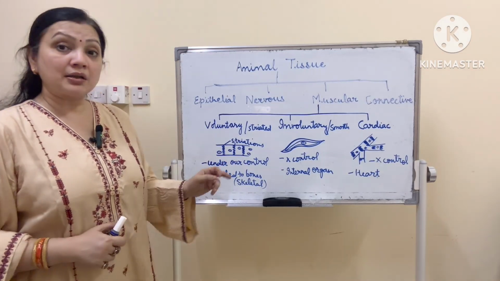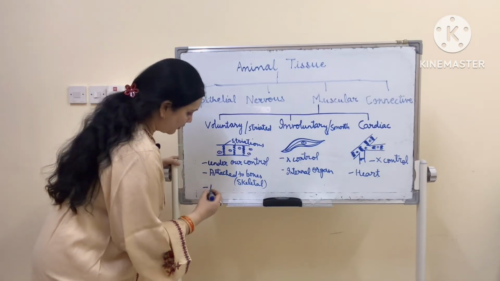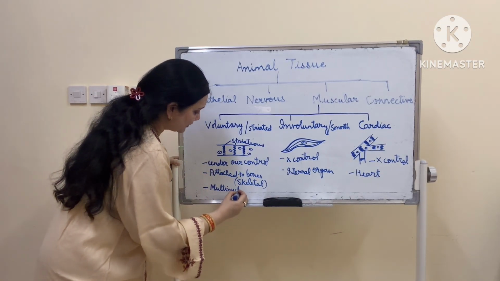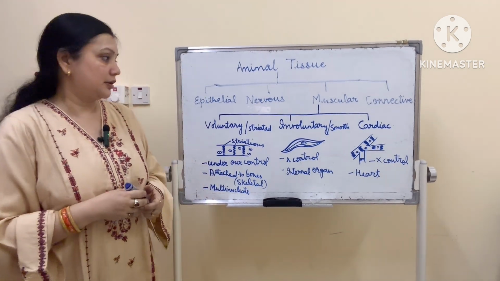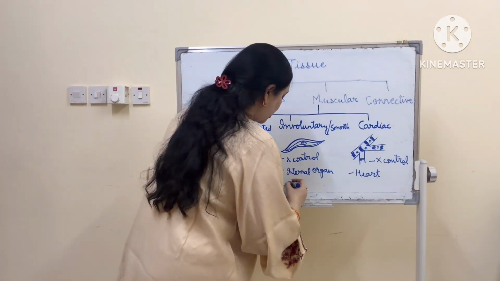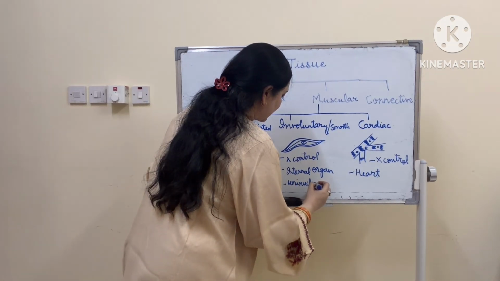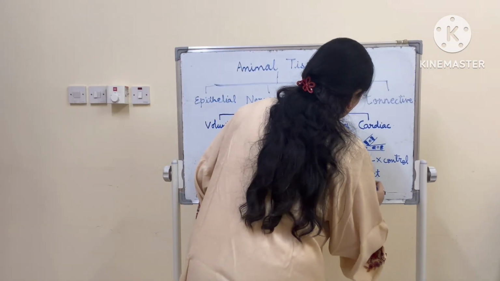Then we come to the nucleus. The voluntary muscles have many nuclei. They are multinucleate because they have to control a lot of things, so more nuclei are needed. Involuntary muscles are uninucleate. That means one cell will have one nucleus. Cardiac muscles are also uninucleate.